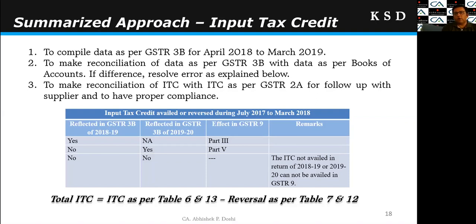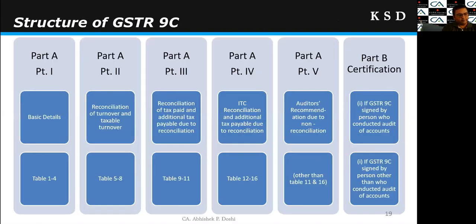So this is all about the GSTR 9. Now let's move to the GSTR 9C. First we will have a look at the structure of the GSTR 9C. What is the structure of the GSTR 9C? Reconciliation statement.